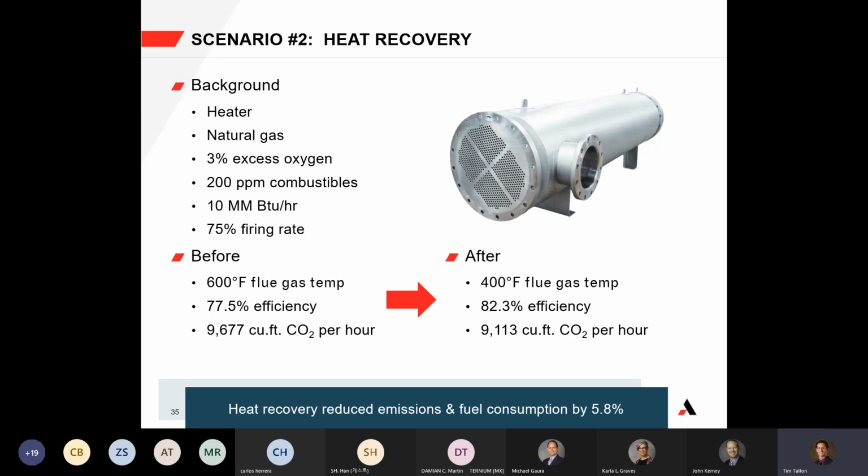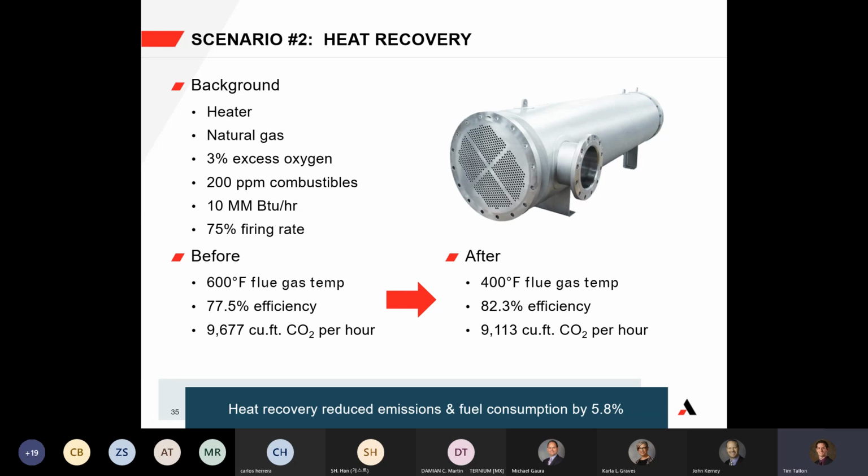Now the second scenario would be heat recovery. Now think about a heater, fired on natural gas, 3% oxygen, 200 ppm of combustibles, 10 million BTUs per hour. Say the flue gas temperature before it's released to atmosphere is about 600 degrees Fahrenheit. That's pretty hot, but there's still some heat content in there. And that system operates at about 77.5%.